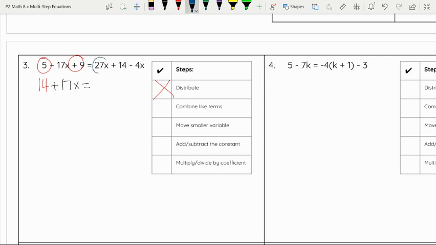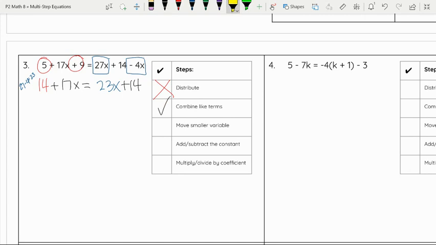On this side, I have 27x and negative 4x. So 27 minus 4 is 23. So that becomes 23x, bring down the plus 14. Combine like terms is done.